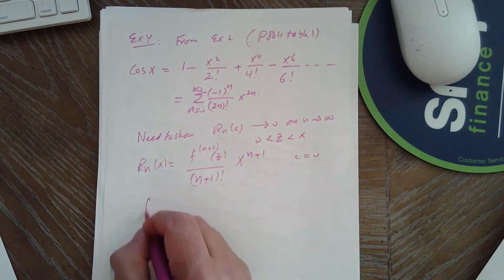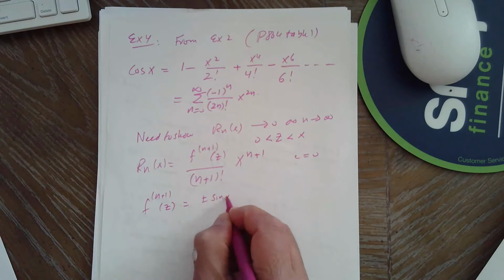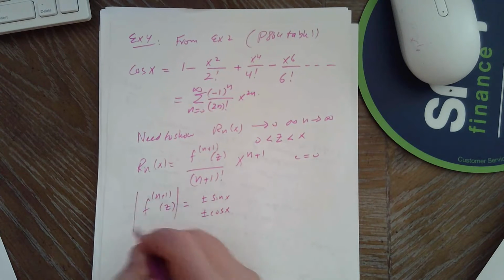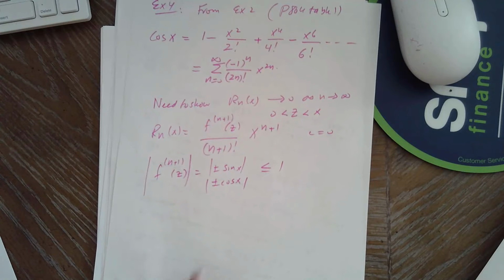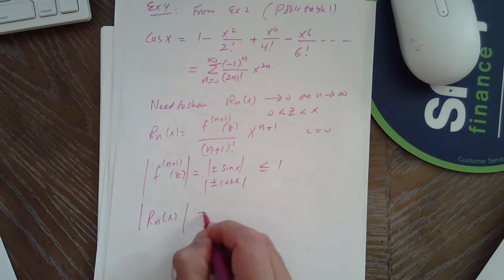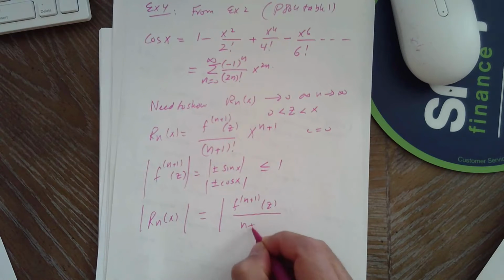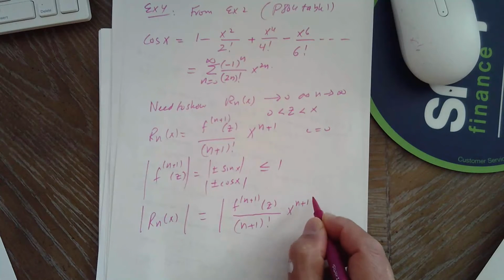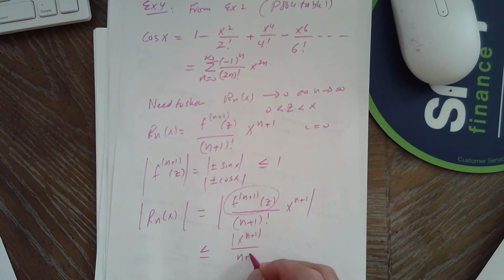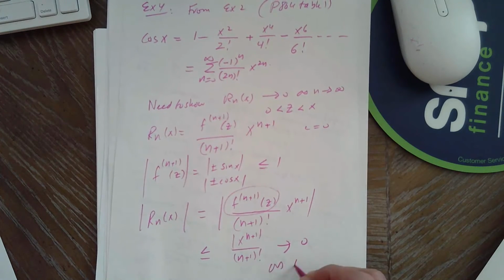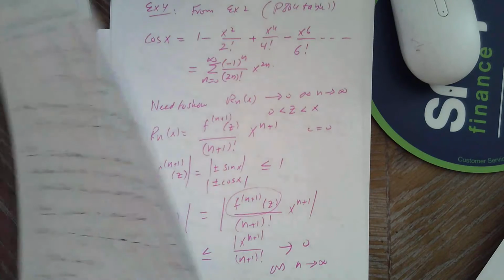Remember that if you do the derivative of cosine, it's either sine x or cosine x, plus or minus. When you do absolute value, it's less or equal to 1. Sine or cosine is between negative 1 and 1. So the absolute value of Rn of x is the absolute value of f n plus 1 at z over n plus 1 factorial, x to the n plus 1, which is less or equal to, that's a 1, less or equal to 1, so x to the n plus 1 over n plus 1 factorial, which we know goes to 0 as n goes to infinity.